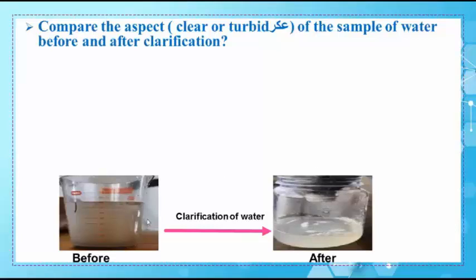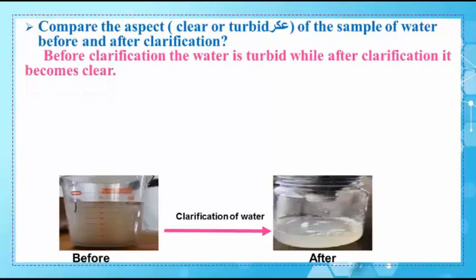So look first at the water before clarification. How was the water? Excellent. It was turbid, means معكر. However, after clarification, it was clear. They are the opposite. So clear, opposite to turbid. So, to write a correct sentence during comparison, I should write, before clarification, the water is turbid, while, this is a keyword, I should write it always, while after clarification, it becomes clear.